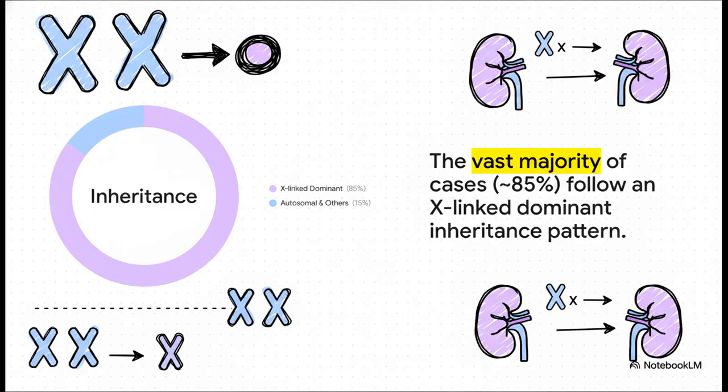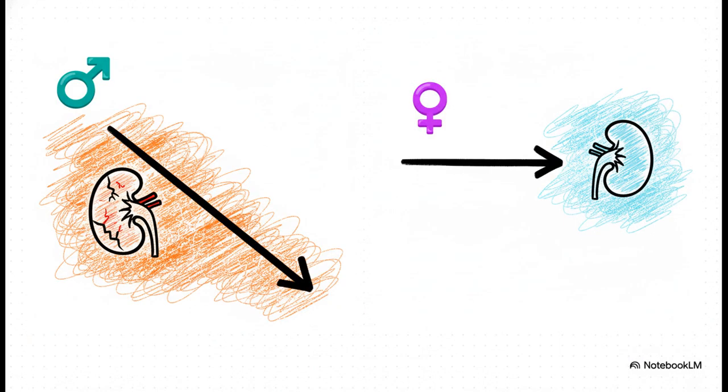Now, the inheritance pattern here is clinically critical. About 85% of cases are X-linked, which is caused by mutations in the COL4A5 gene. And this has huge implications for how severe the disease is and how it presents, as we're about to see. The other 15% are usually autosomal recessive, involving different genes, COL4A3 or COL4A4. So, that X-linked inheritance explains this really significant difference we see between sexes.